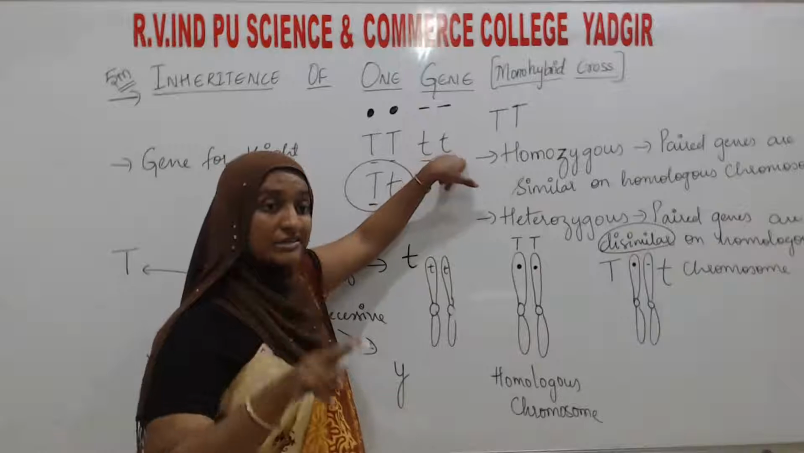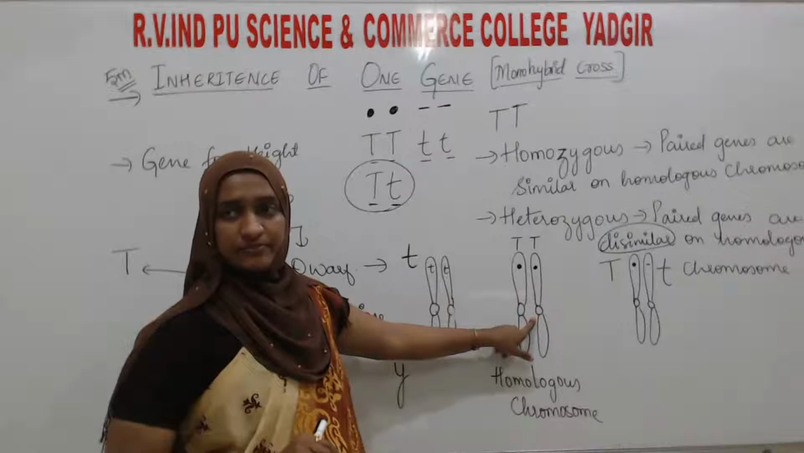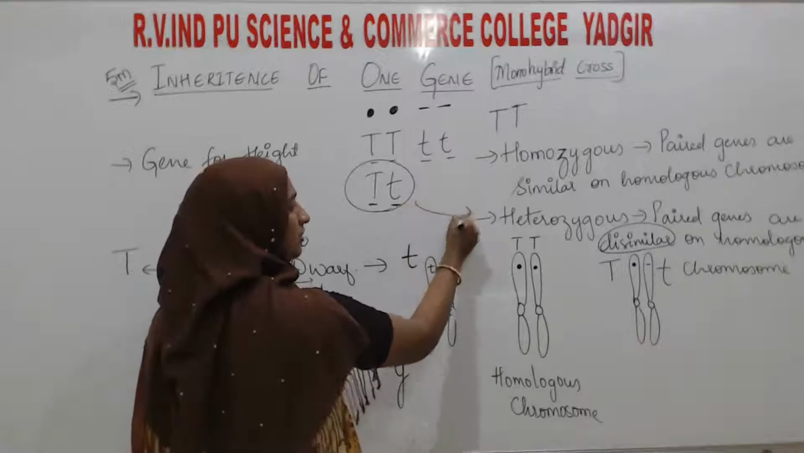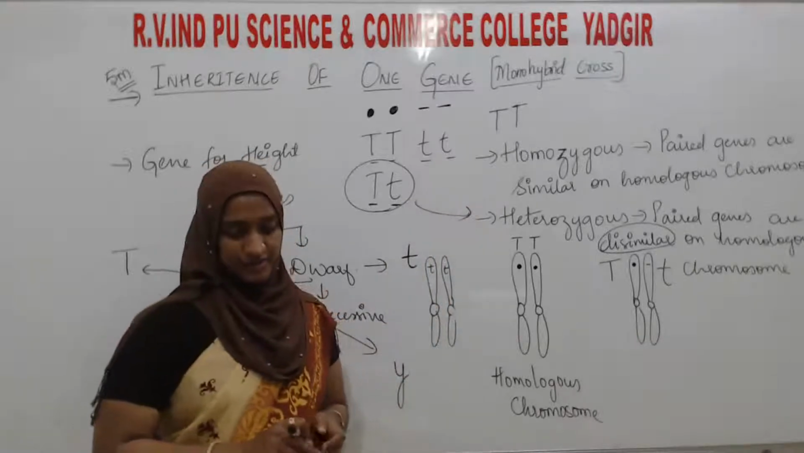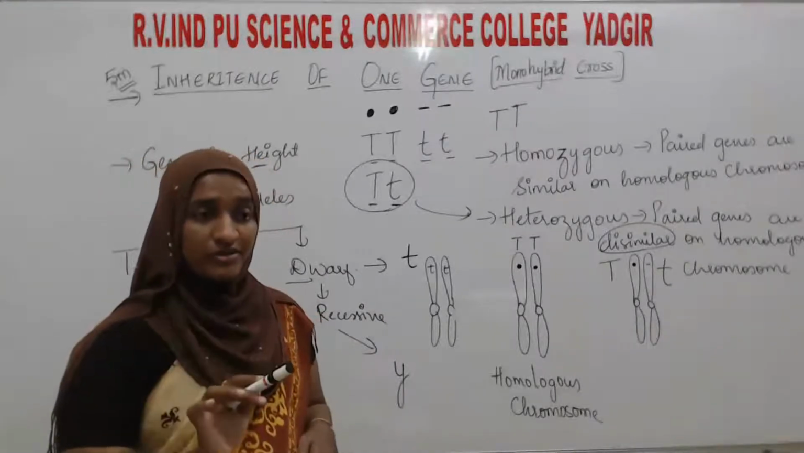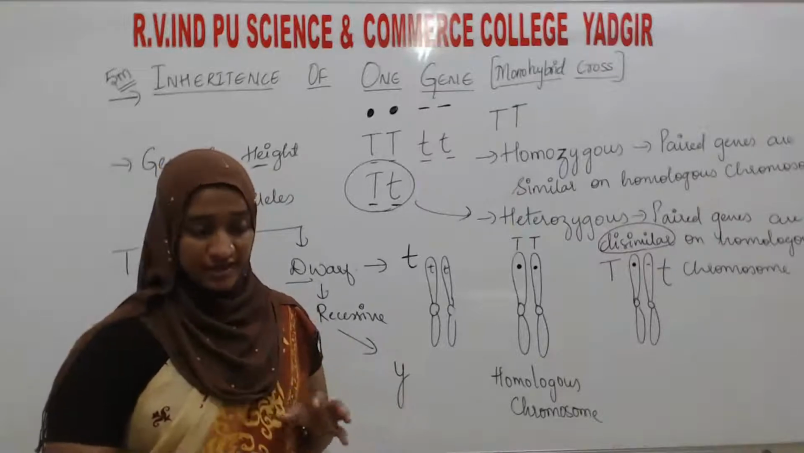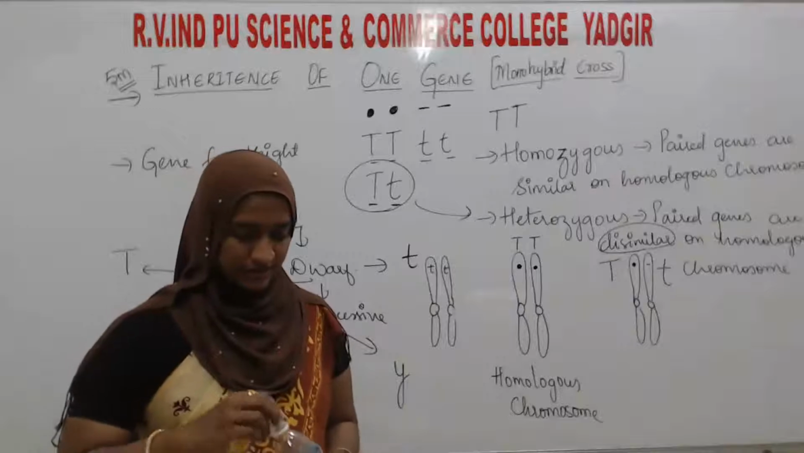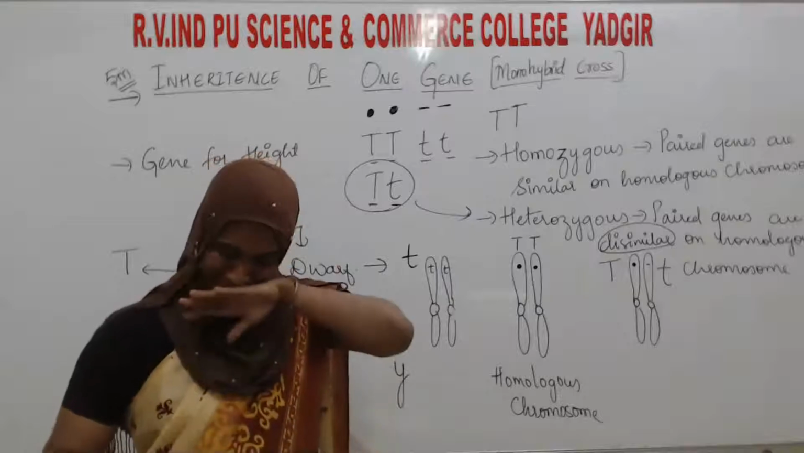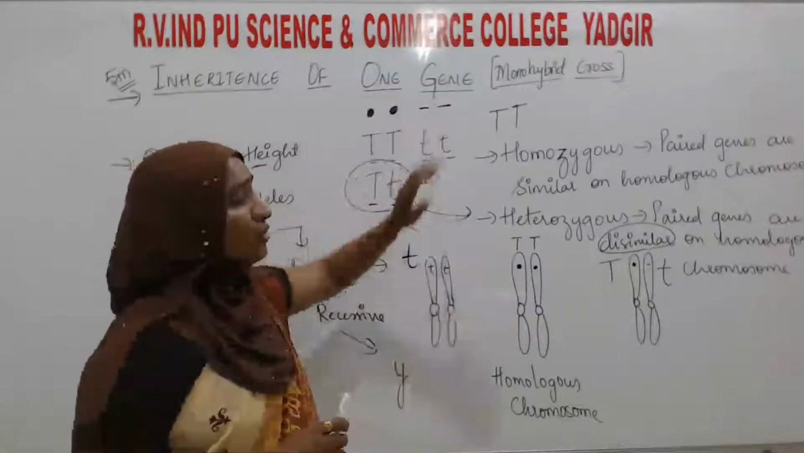Both are same, present on the homologous chromosomes. Homologous means the chromosomes which are similar in size and shape. Then, if it is different, this condition we call heterozygous. In this way, there are two conditions, homozygous and heterozygous. This is very important. Keep in mind what you mean by homozygous and what you mean by heterozygous. Next we will come to the main topic, and it is monohybrid cross.